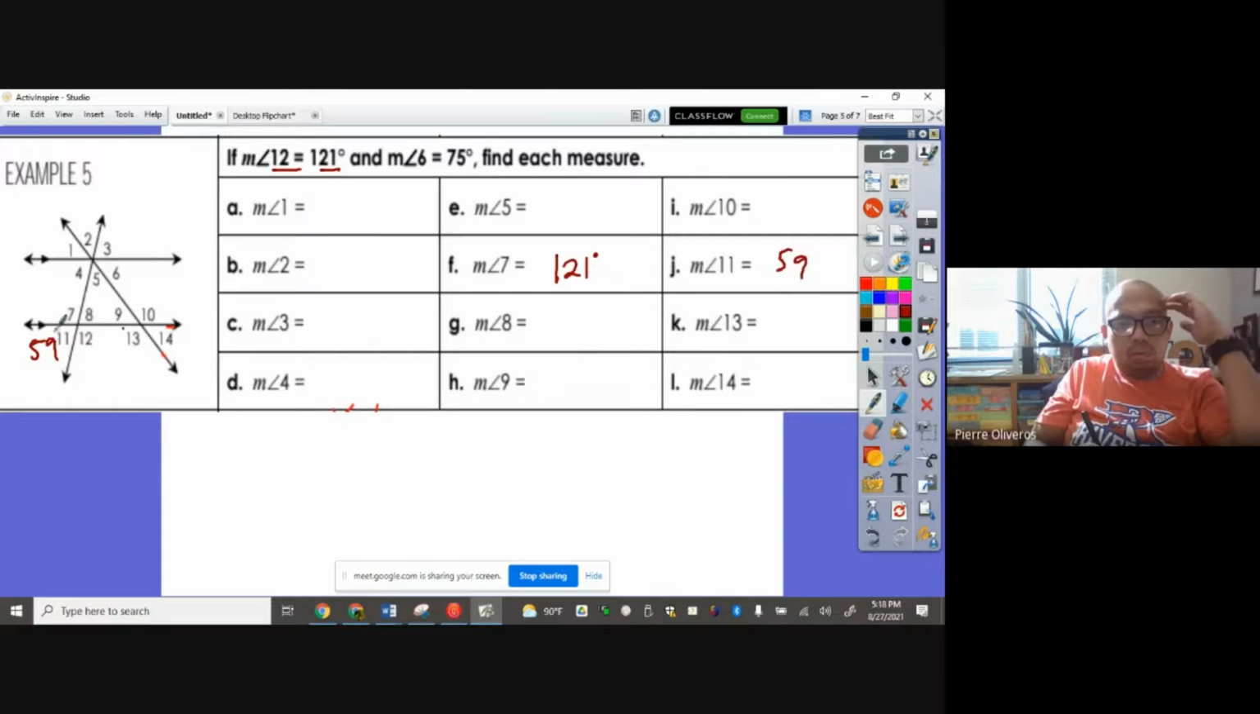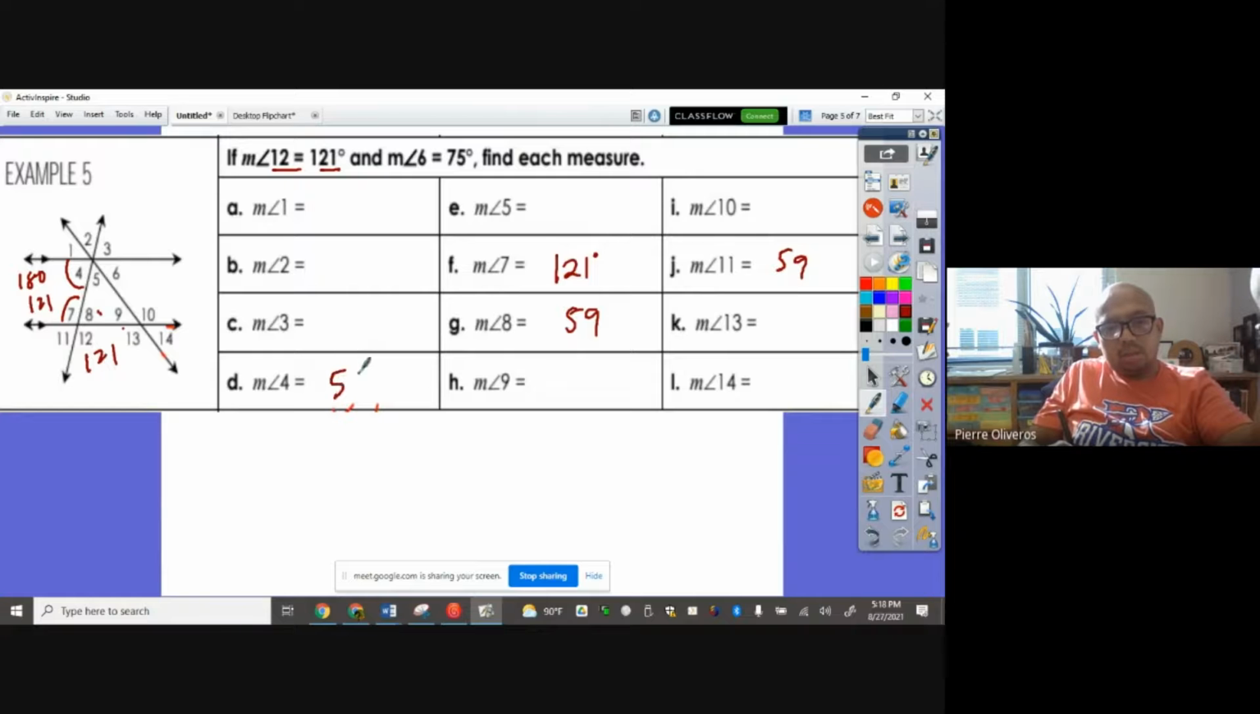59. If that's 59, where else can I find 59? It will be angle 8. Angle 8 is 59 because they are vertical angles. Okay? All right. Now, let's go back. If we know this is 121, what do we know about angle 4? Angle 4 and angle 7 are same side. If they're same side, they are supplementary. If they're supplementary, they equal 180. So 180 minus 121 is again going to be 59. So angle 4 is 59.